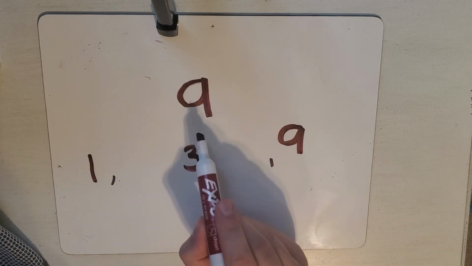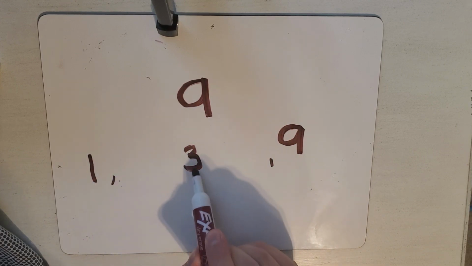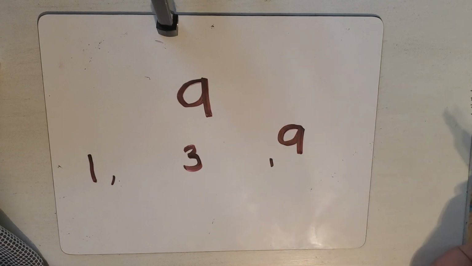So the factors of 9 are 1, 3, and 9. Those are my factors of 9. So that is how you find factors.